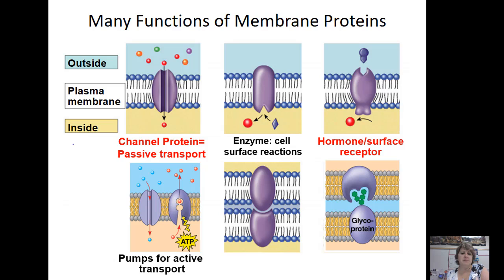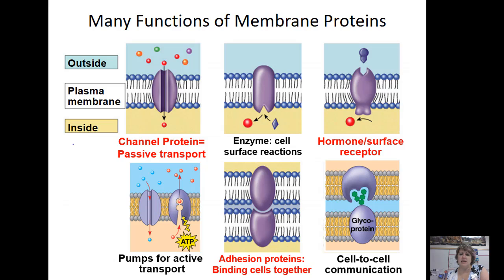Some proteins could be pumps, and we will talk about pumps for active transport a little bit later. Some proteins can be used to adhere cells together, so they're adhesion proteins, binding cells together. And then again, I just talked about the glycoproteins being part of the cell-to-cell communication, but you can also have glycolipids do that as well.